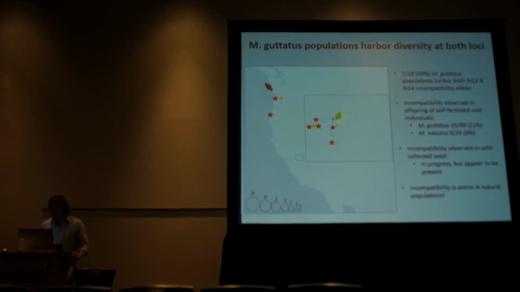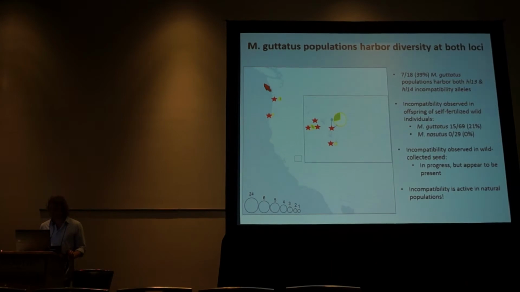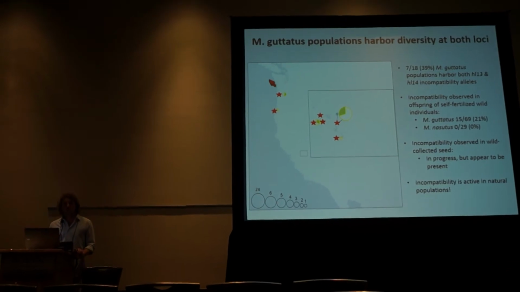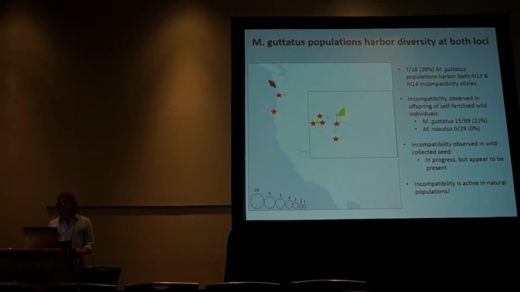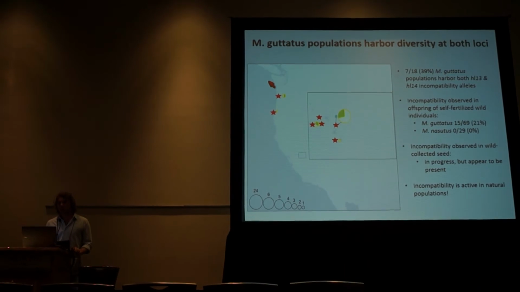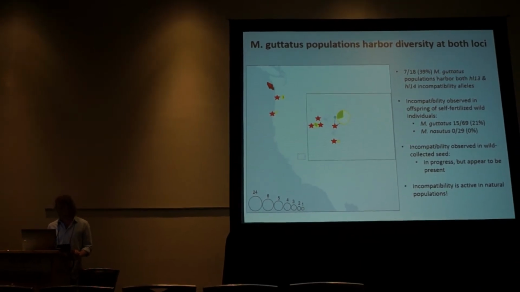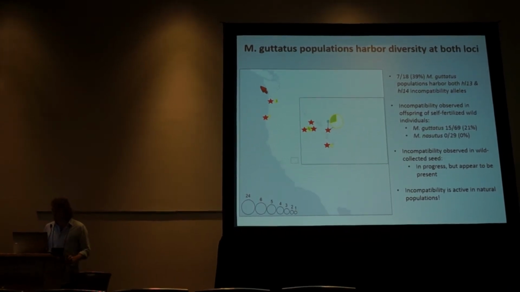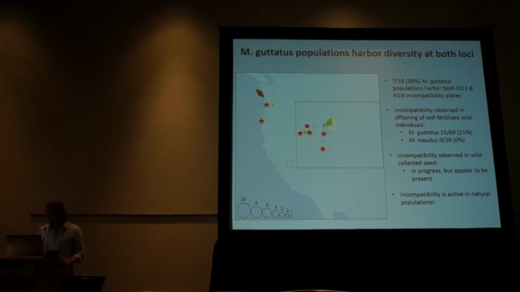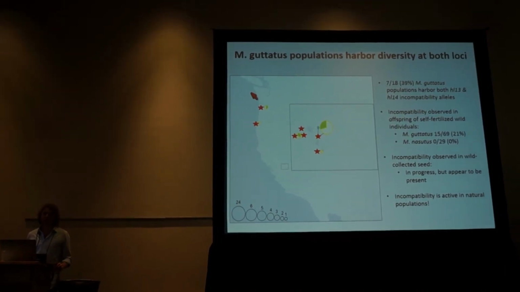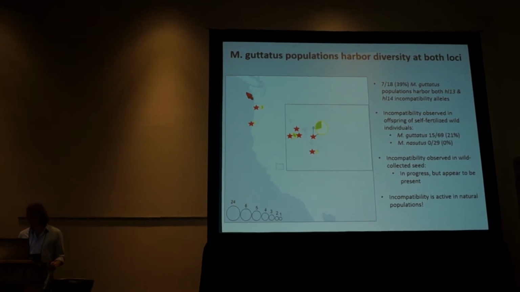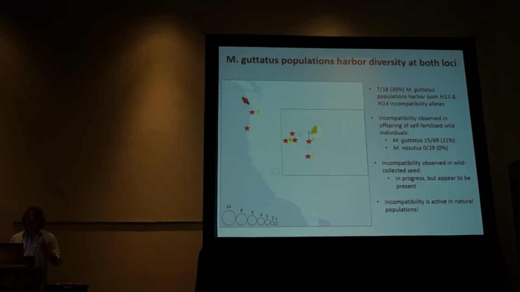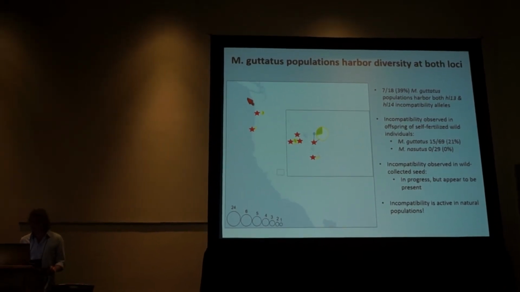To assess whether we actually ever see that, we took wild-collected individuals and self-fertilized them, planted that self-seed, and saw if there were any white progeny in the selfed individuals, to see if the hybrid incompatibility was present in full in individuals. In 15 of 69 Mimulus guttatus individuals, we observed exactly that, attributable to this incompatibility. So that's a very large frequency of the full incompatibility existing within individuals in the wild.